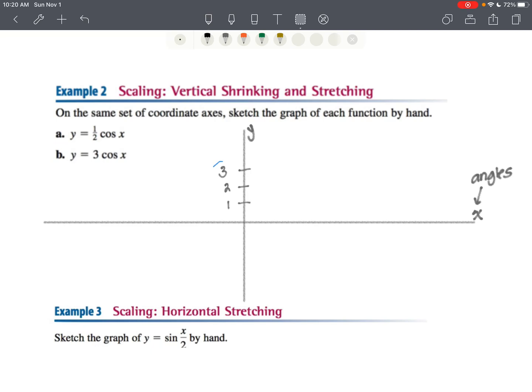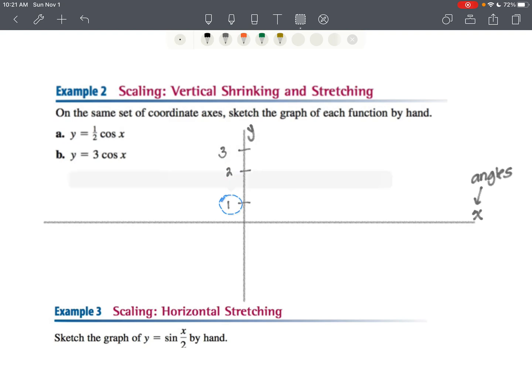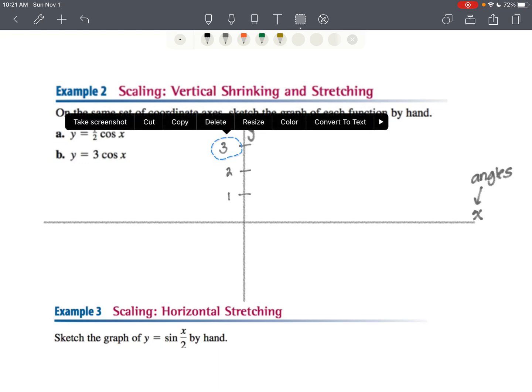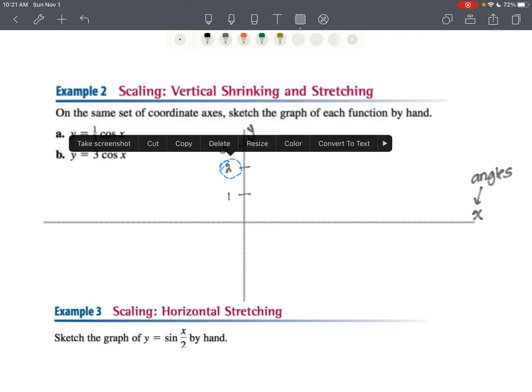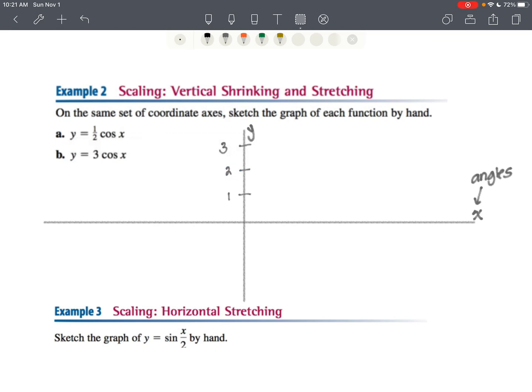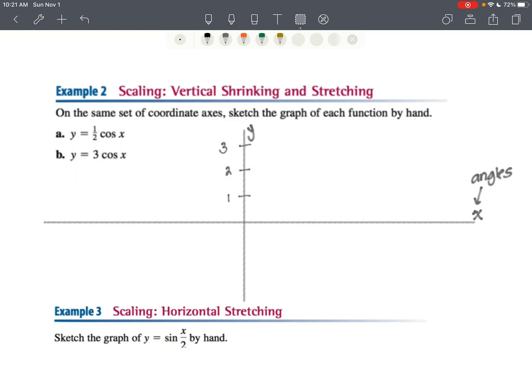Actually, let me stretch this out just a little bit. So hopefully you've caught up with me and you are drawing your axes. So I'm trying to be as accurate as I possibly can be, making my own drawings here. -1, -2, -3.